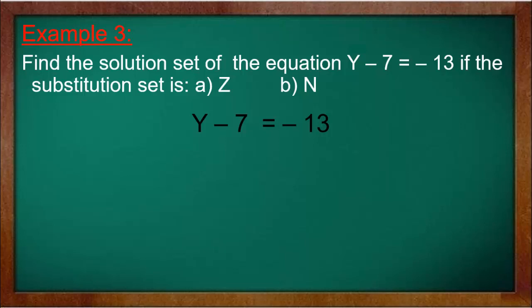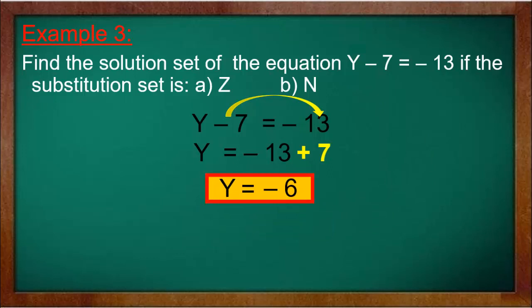We said that first we want to have the variable alone at one side. This means that I am going to move the minus 7 to the other side with the inverse, so it will be plus 7. y is equal to negative 6. And now we are going to see this solution. In number A, does it belong in Z? In number B, does it belong in N?